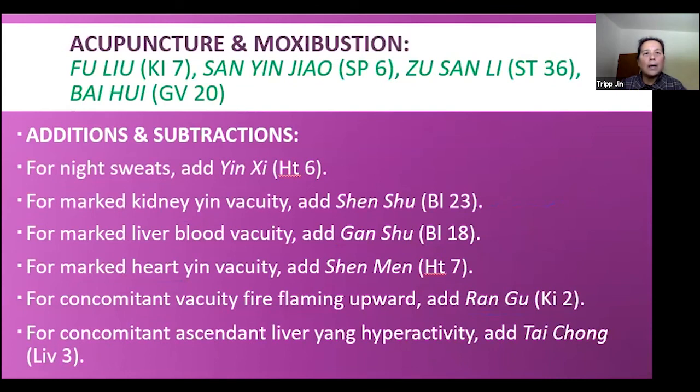Then we're talking about acupuncture. For qi and yin both deficiency and blood deficiency, we need more tonifying points there. So all the points we talked about before already, and modify from there. Night sweating, we talked about already, heart 6. And for kidney deficiency, go back to the kidney. Liver deficiency, back to the liver. And heart deficiency, the yuan source points of the heart channel. And for deficiency heat rushing up, kidney 2, we talked about already. And for hyperactive liver yang, liver 3. Liver 3 also moves liver qi.